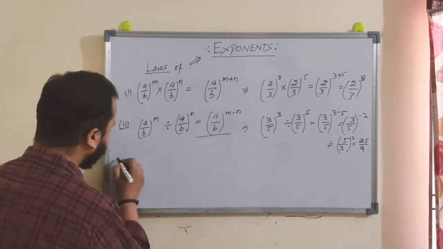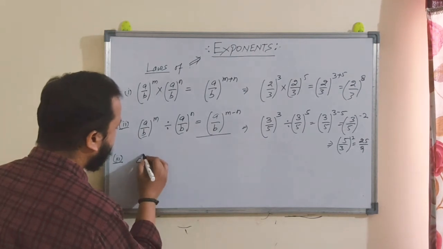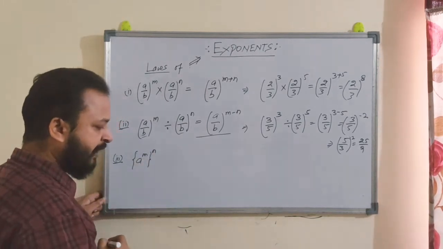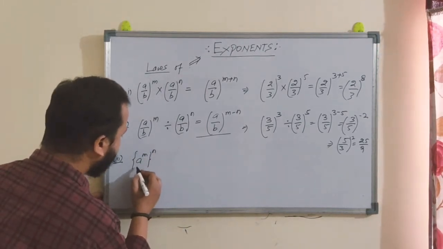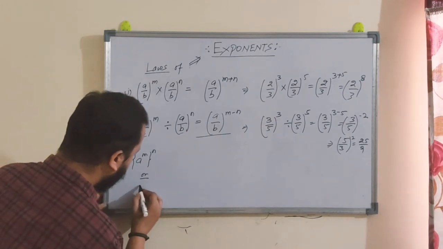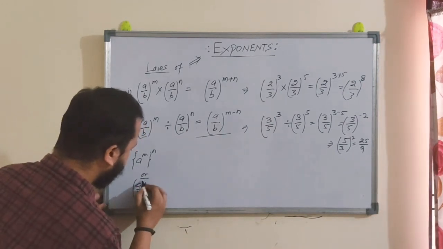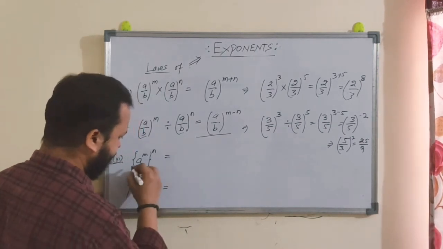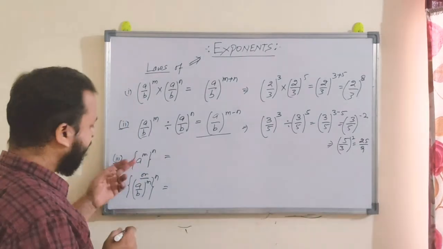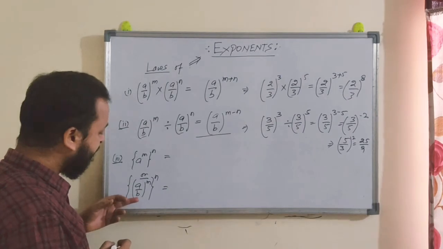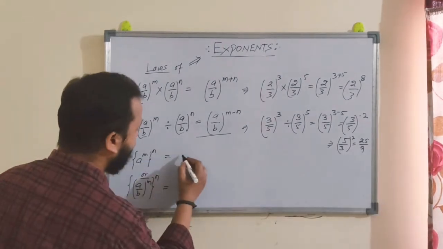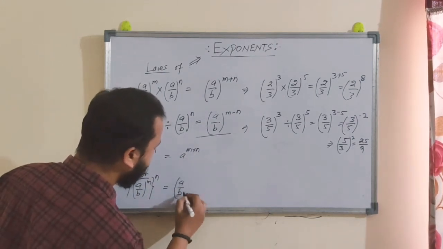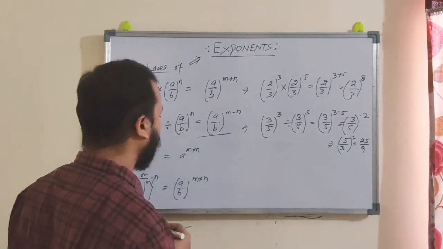The third law is: a^m, and if the whole power is n. If it is written as (a/b)^m raised to the whole power n, they both are the same. Here I have taken a natural number or integer, and here I have taken a rational number. So you can write it as a^(m times n), and here also (a/b)^(m times n).